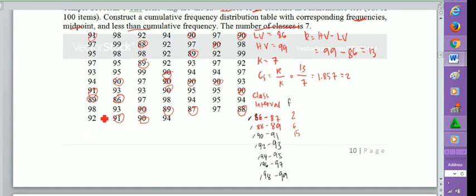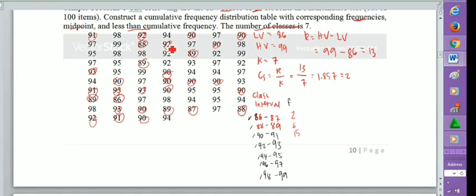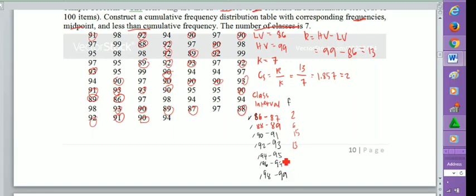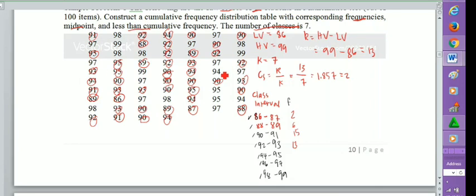For 92 to 93, we have 1, 2, 3, 4, 5, 6, 7, 8, 9, 10, 11, 12, 13. Okay. And for 94 to 95, we have 1, 2, 3, 4, 5, 6, 7, 8, 9, 10, 11, 12, 13.